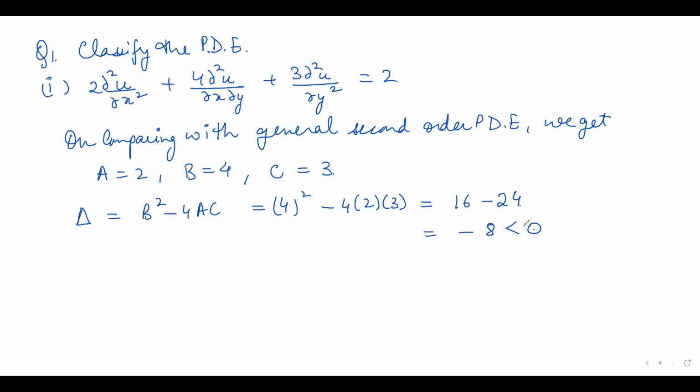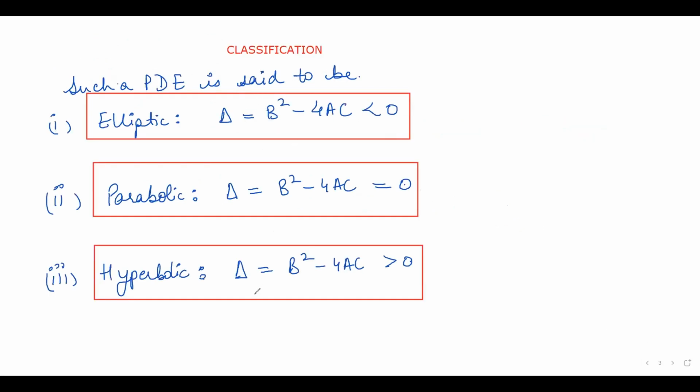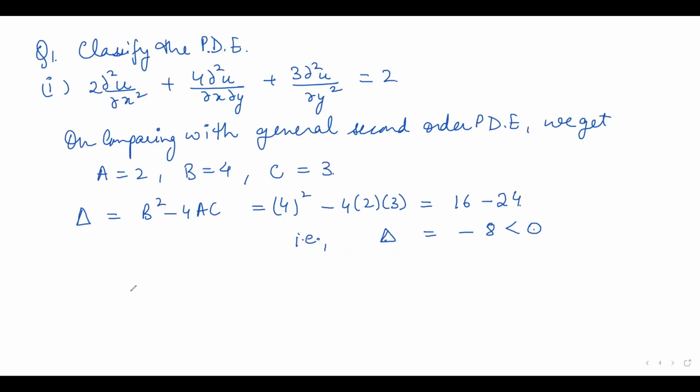That's less than 0. So our delta is coming out to be less than 0. According to these three conditions that we have, this implies that the partial differential equation is elliptic at all the points. Thus, the given PDE is elliptic. The partial differential equation is elliptic type. On the similar basis, we can classify the partial differential equations.